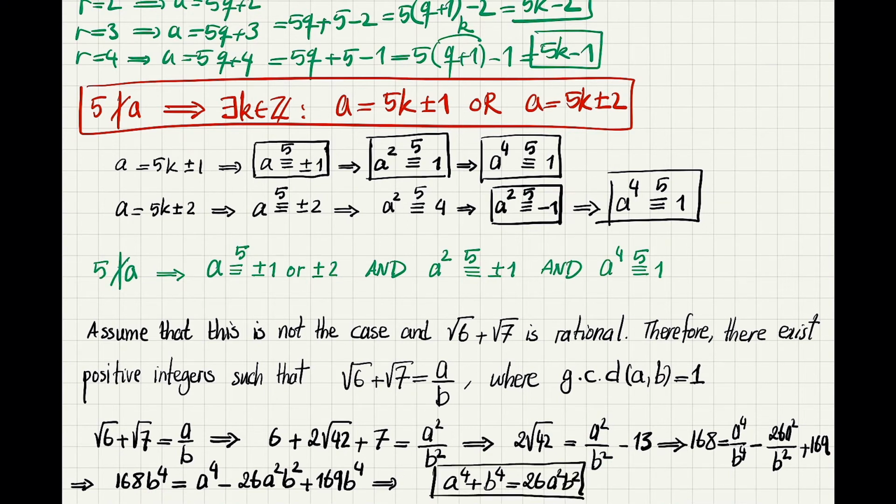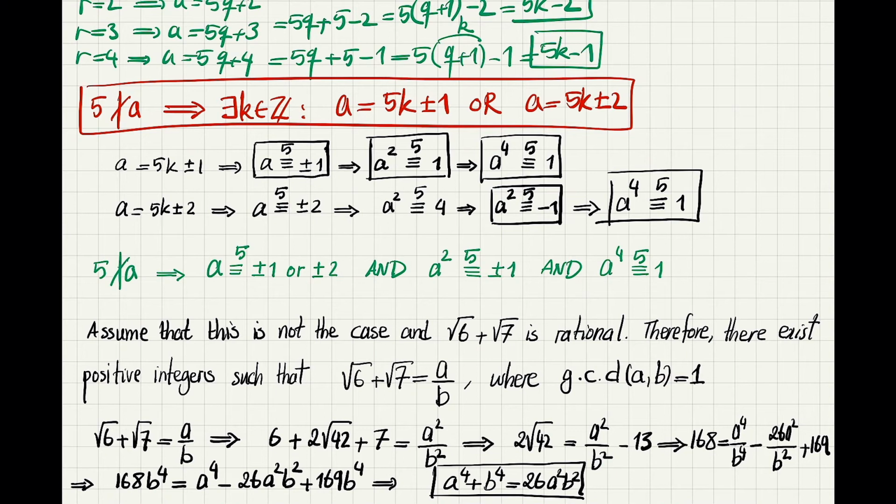So look, I assume that square root of 6 plus square root of 7 is irrational. On the contrary, then I came to this conclusion that there should be two positive integers a and b whose GCD is 1, and then they fulfill this condition that a to the 4 plus b to the 4 equals 26 times a squared b squared. Okay?